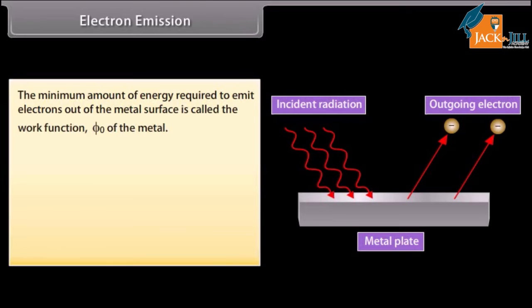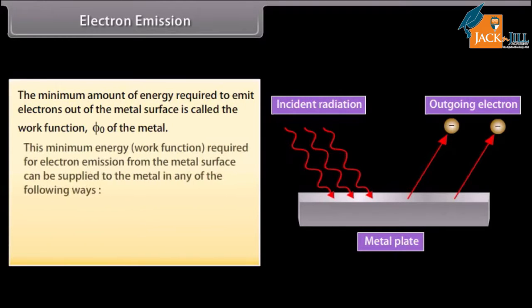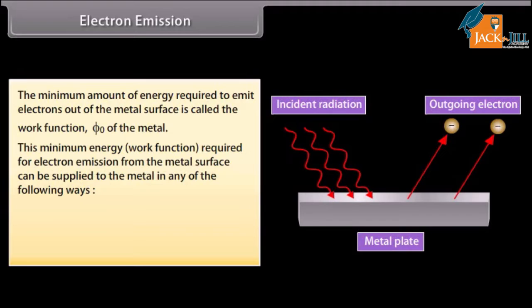The minimum amount of energy required to emit electrons out of the metal surface is called the work function, phi0, of the metal. This minimum energy, the work function, required for electron emission from the metal surface can be supplied to the metal in any of the following ways.